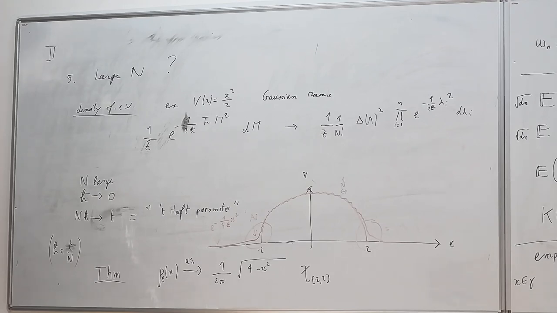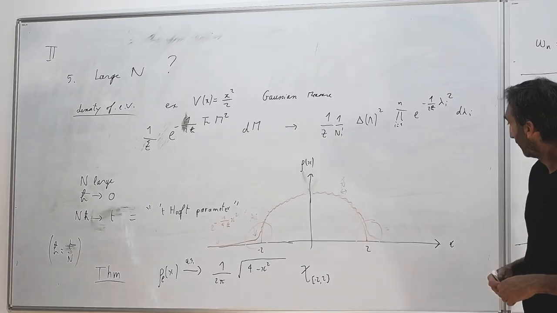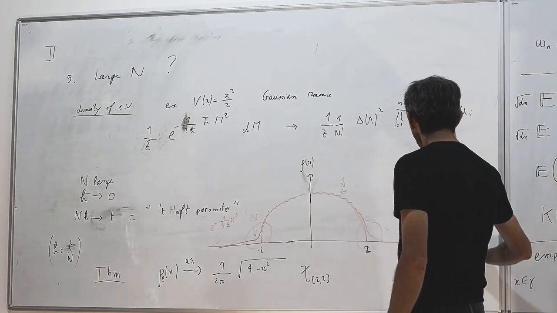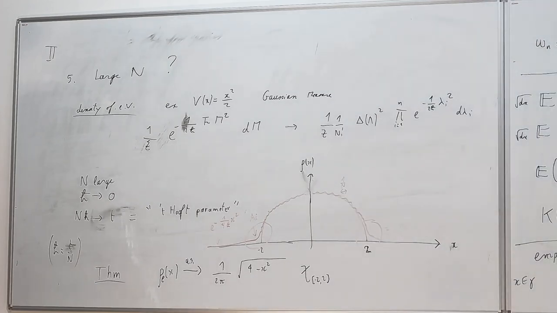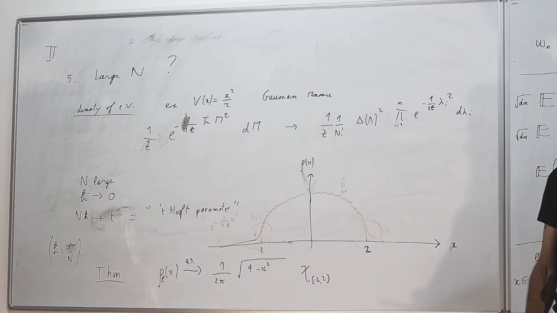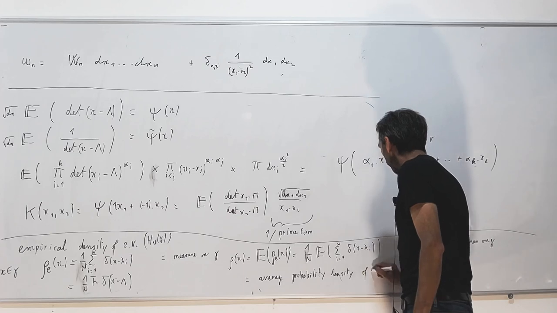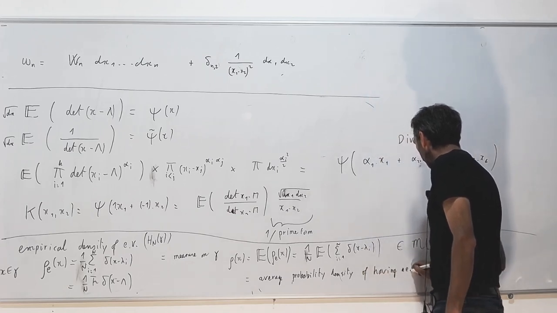But now what we'd like to understand... What do you have on the x and the y axis? Here on the y-axis you have rho, the density, rho of x. Here it's x. So x is the location of eigenvalues. And rho of x is the average probability density of having an eigenvalue at x.